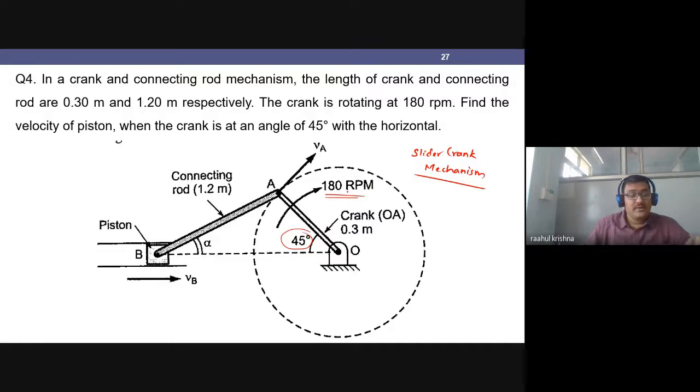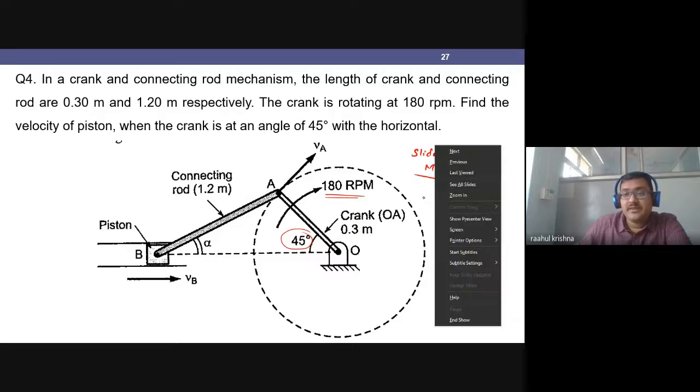But when we are doing our calculations, we are not using RPM, right? We are using radians per second, right?